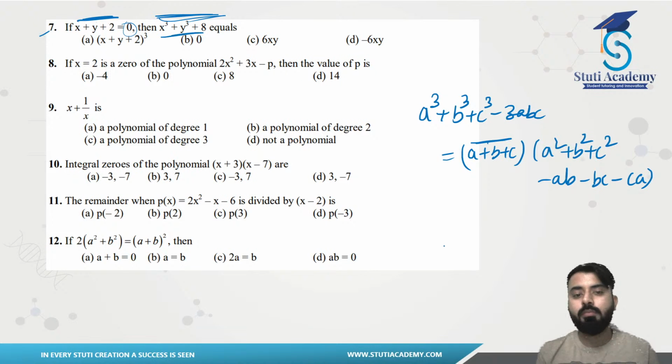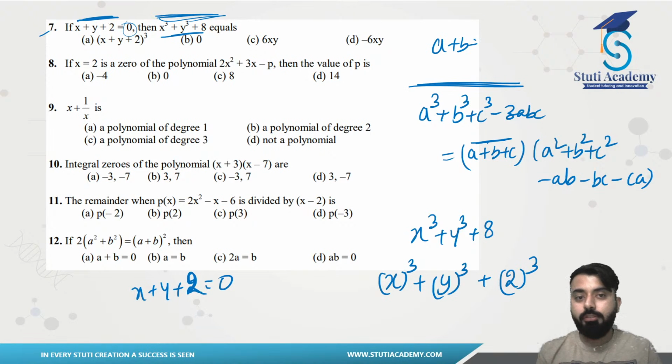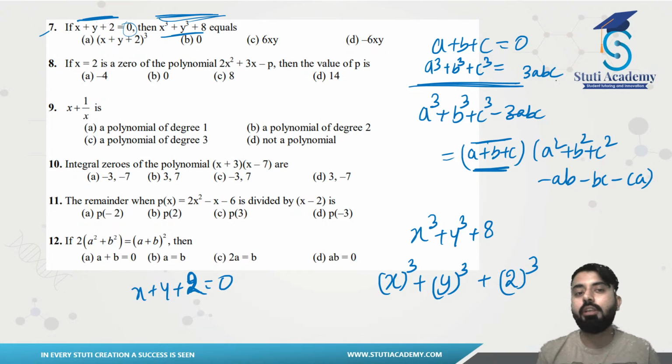Firstly, let's come here. I have x cube plus y cube plus 8. Can I write it like this: x whole cube, y whole cube, and 8 as 2 whole cube, right? And you have been given that x plus y plus z, it is x plus y plus 2 actually, it is 0. And you remember here, if a plus b plus c was 0, then your a cube plus b cube plus c cube was just 3abc. Since this will be 0, the entire answer will be 0. This is negative 3abc. On the other side, that will be positive. So the cubes of a, b and c added together will give you just 3abc.